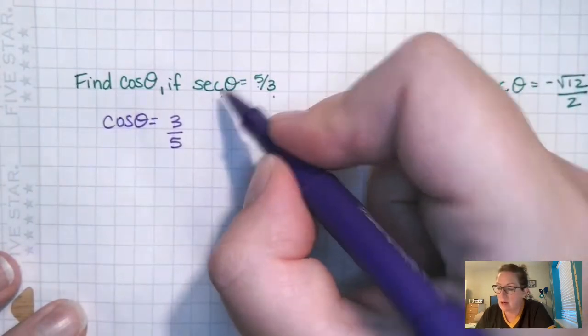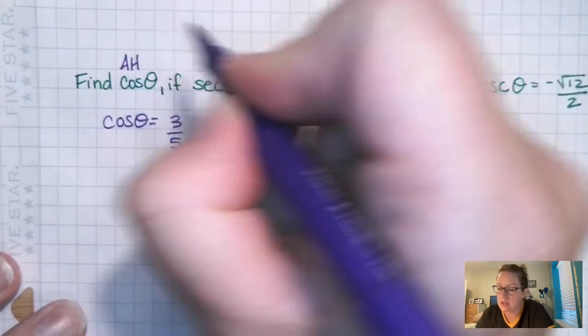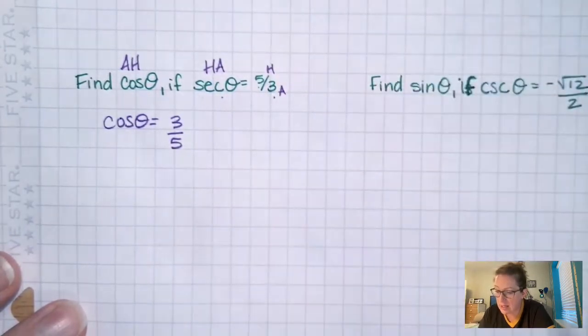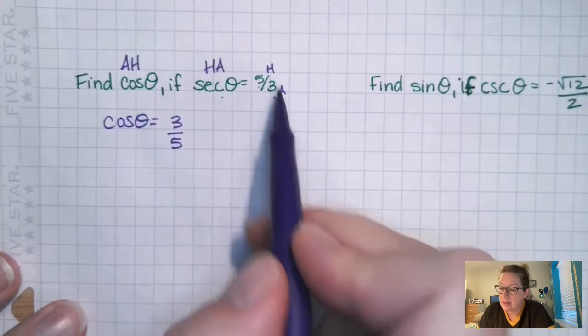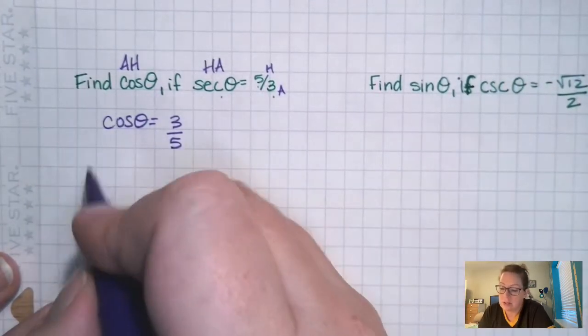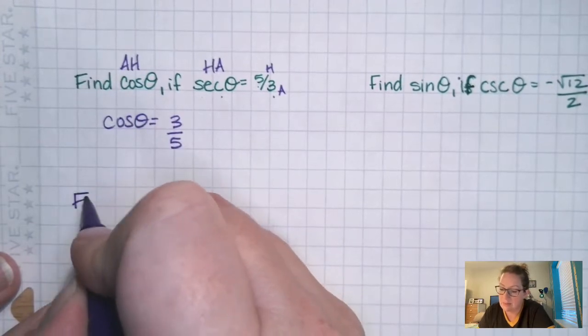We could make this a lot harder by saying, okay, well, this is adjacent over hypotenuse, so then this one's going to be hypotenuse over adjacent. There's H, there's A. And then if we didn't know that, let's say we had to find tangent. Let's say it asked us to find tangent.